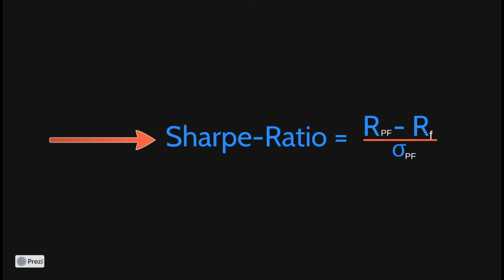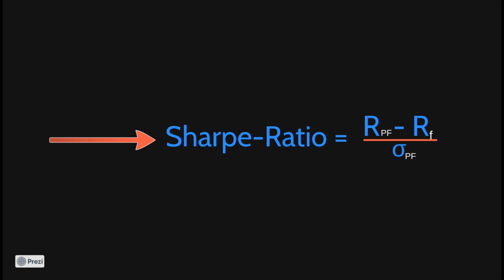Sharpe ratio equals the return of our portfolio or individual stock minus the so-called risk-free return, that is, the return that can be achieved without risk, for example through government bonds, divided by the standard deviation of the portfolio or individual stock. The higher the Sharpe ratio, the better, as this indicates that the investor is achieving a higher return for each unit of risk.